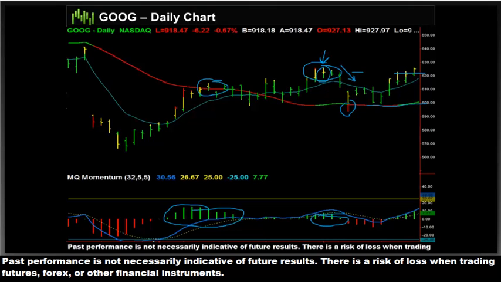Okay, any questions on those two examples of those divergences?